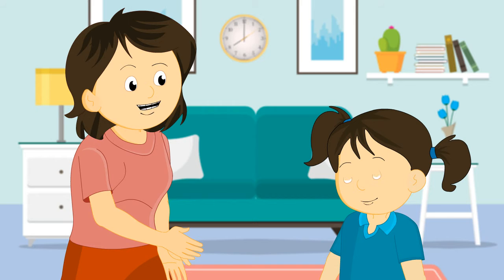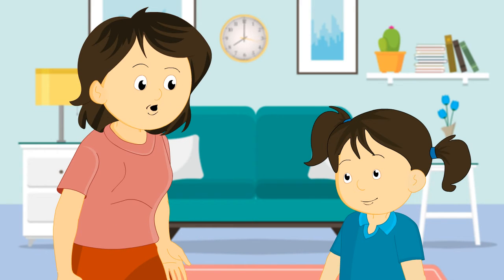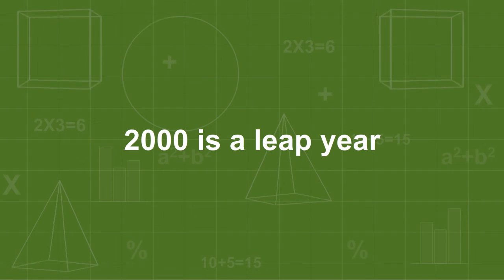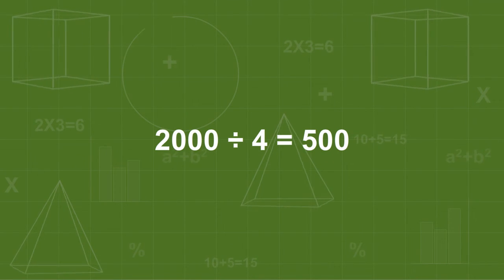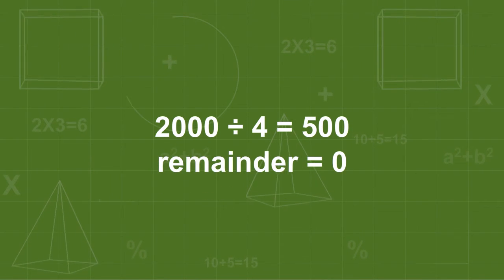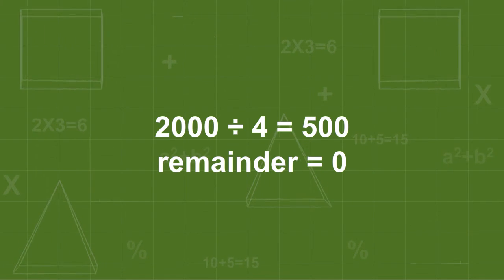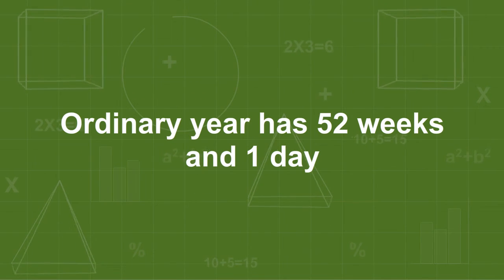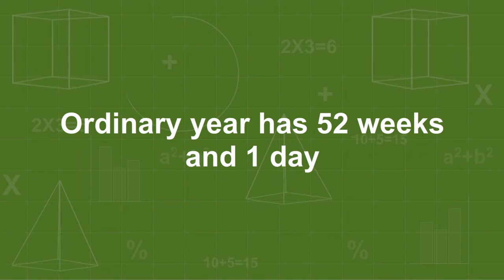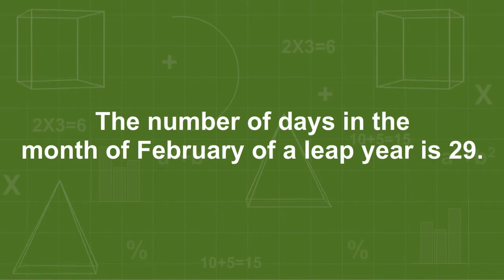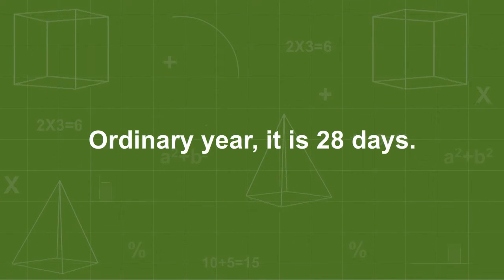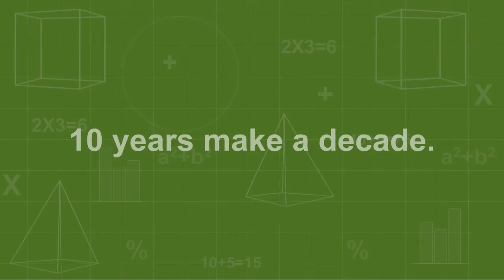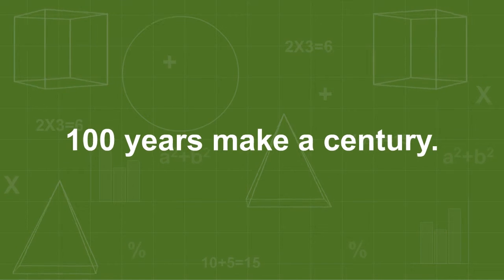A year which is completely divisible by 4 is known as a leap year. It comes after every 4 years. For example, 2000 is a leap year because when 2000 is divided by 4, the remainder is 0. That means it is completely divisible by 4. A leap year has 52 weeks and 2 days, while an ordinary year has 52 weeks and 1 day. The number of days in the month of February of a leap year is 29 and in an ordinary year it is 28. 10 years make a decade. 100 years make a century.